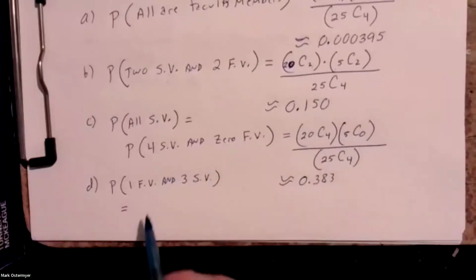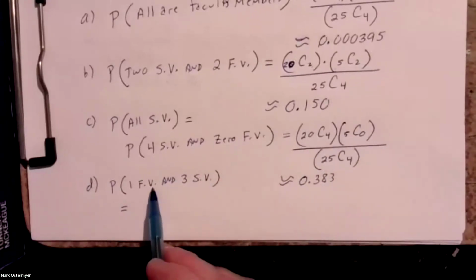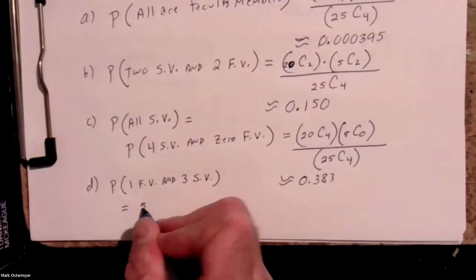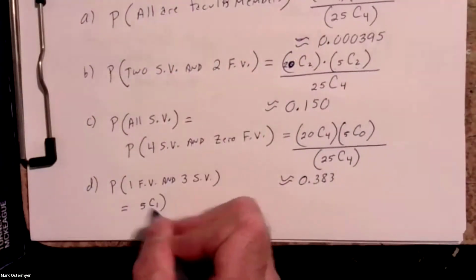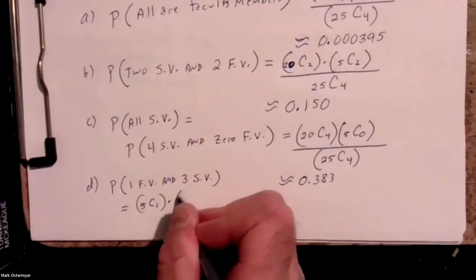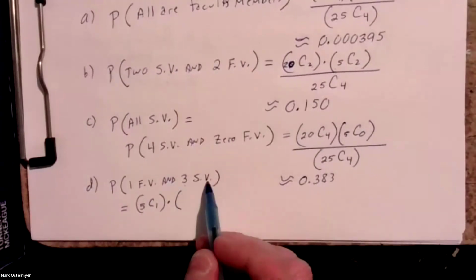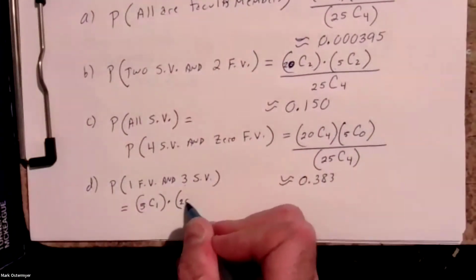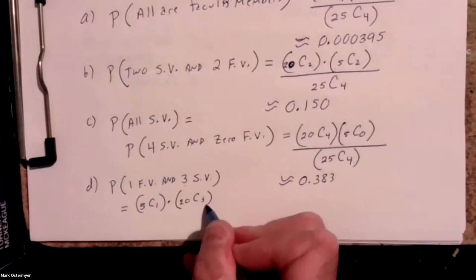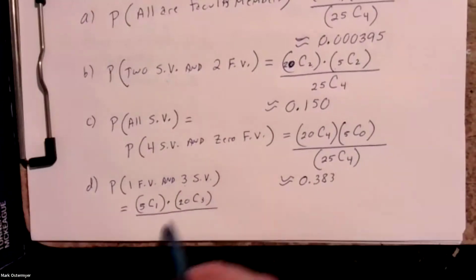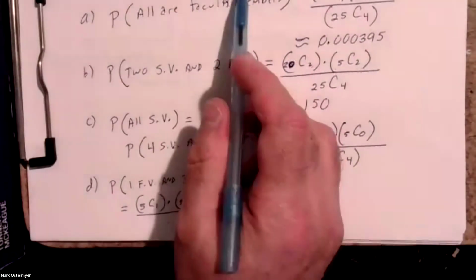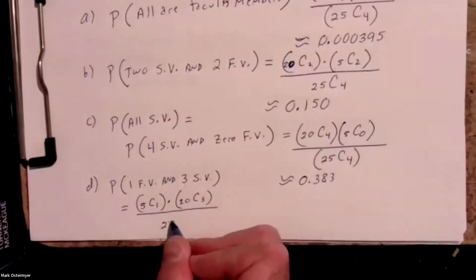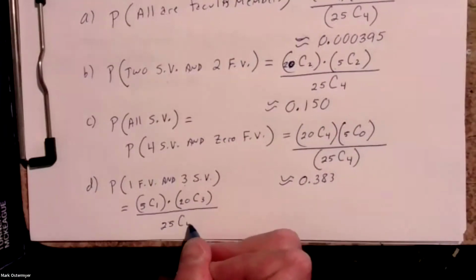Well, how many ways can I choose 1 faculty volunteer from 5 available if order doesn't matter? That'll be 5 in combination with 1. And means multiply times how many ways can I select 3 student volunteers from 20 available? Order doesn't matter. 20 in combination with 3. This is divided by the total number of ways of selecting 4 committee members from 25 available. Order doesn't matter. 25 in combination with 4.